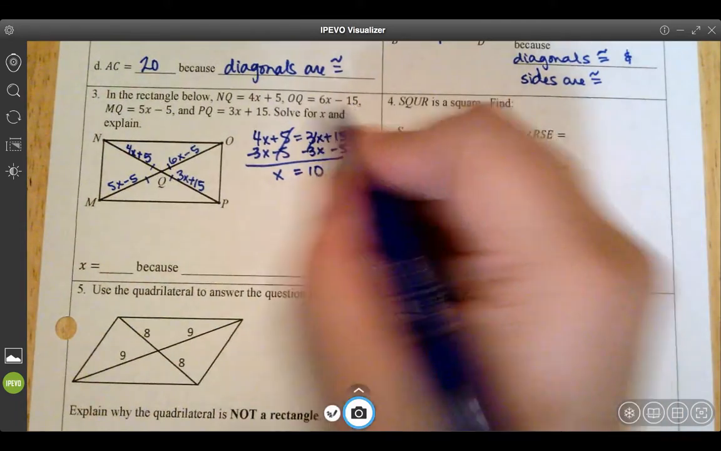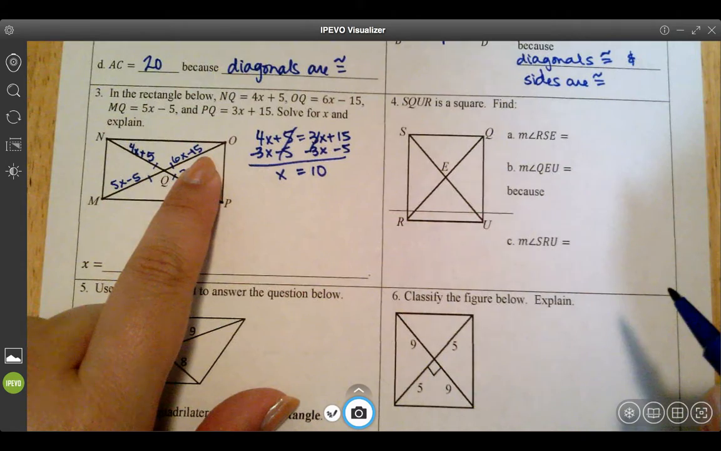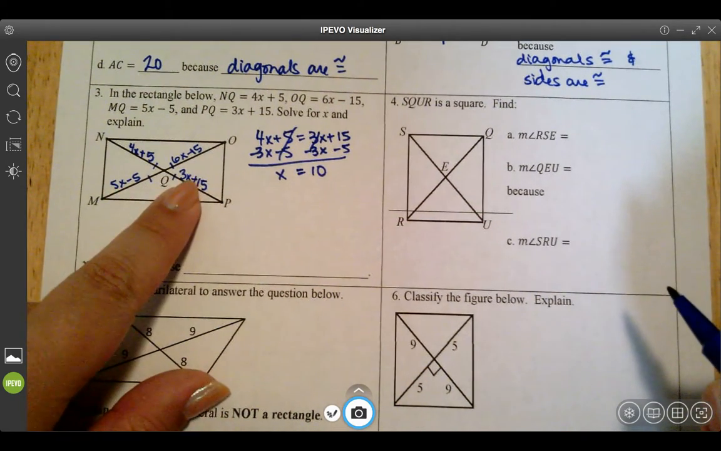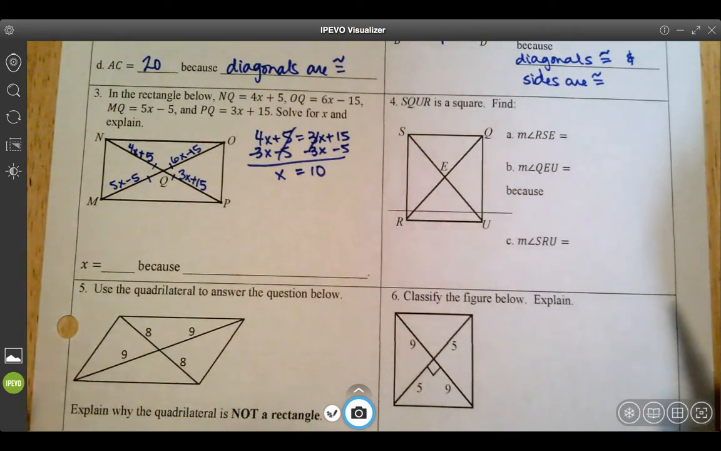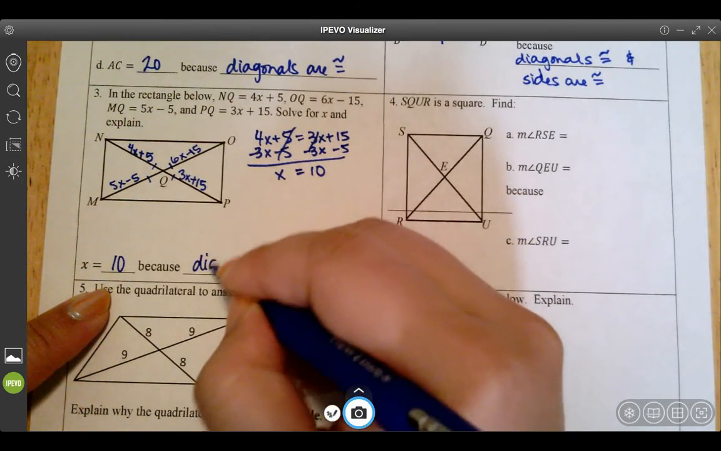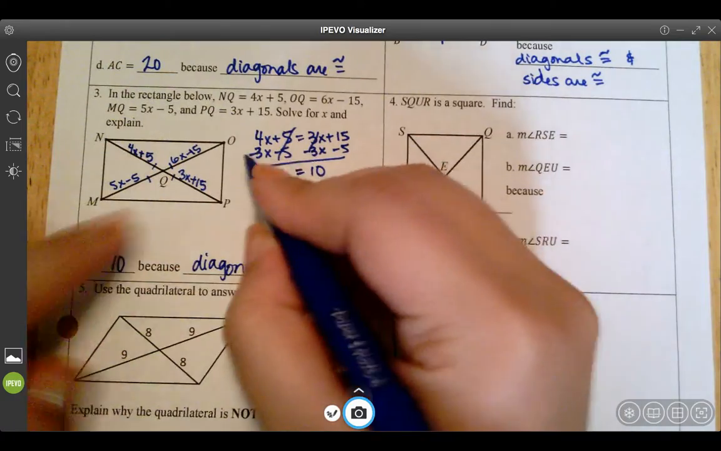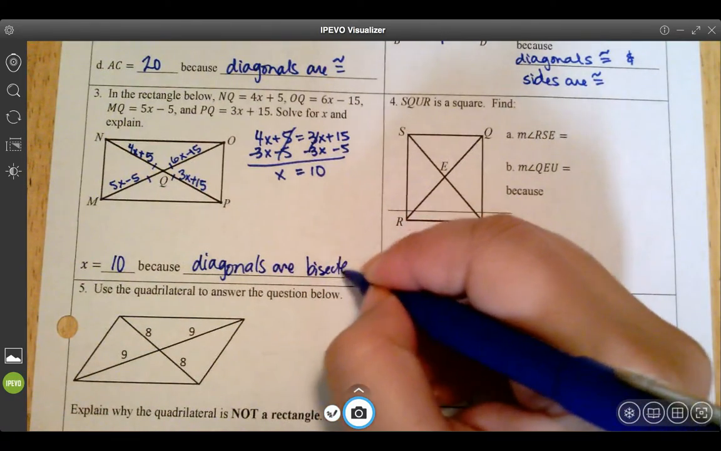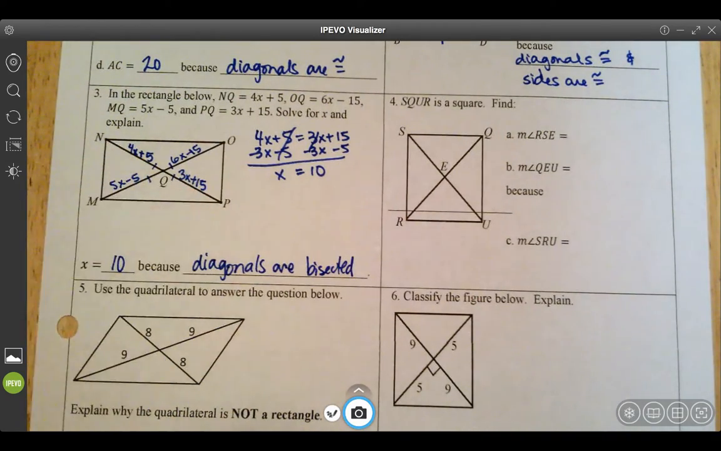I copied this incorrectly. This should be minus 15. Okay, 60 minus 15 is 45. 50 minus 5 is 45. 30 plus 15 is 45. Phew. Okay, so they all equal 45. So x equals 10 because we have that diagonals are, because we used 2 from the same diagonal, we're going to say they're bisected. We use the fact that 2 halves of the diagonal are equal to each other.